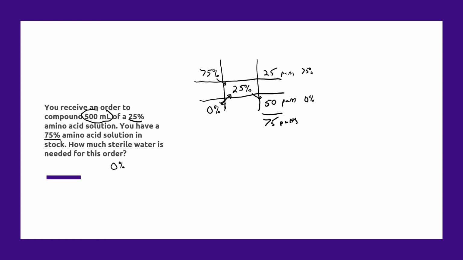Now, if we needed to compound 500 milliliters and we need to know how much of that is the sterile water, so that's this part right here, we take 500 times 50 over 75. So that's the fraction of sterile water. And that answer will be 500 times 50 divided by 75, 333 milliliters will be your answer.